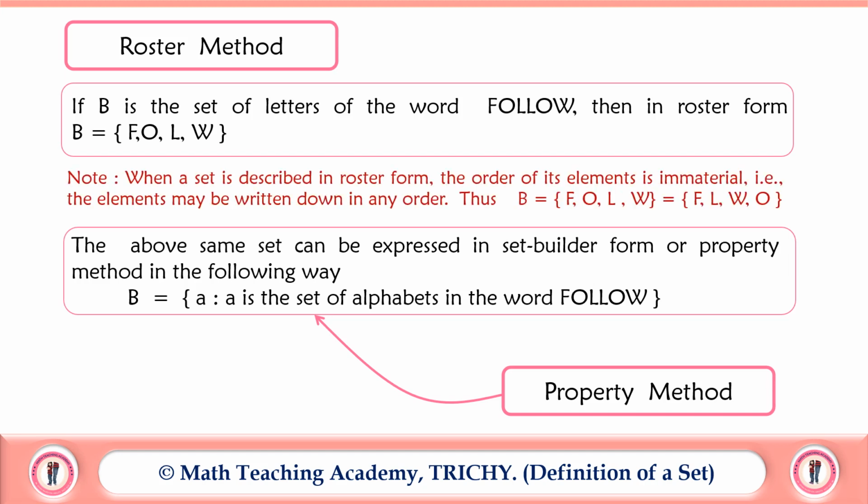When a set is described in roster form, the order of its elements is immaterial. That is, the elements may be written down in any order. Thus, B = {F, O, L, W} or B = {F, L, W, O}, and something like that.